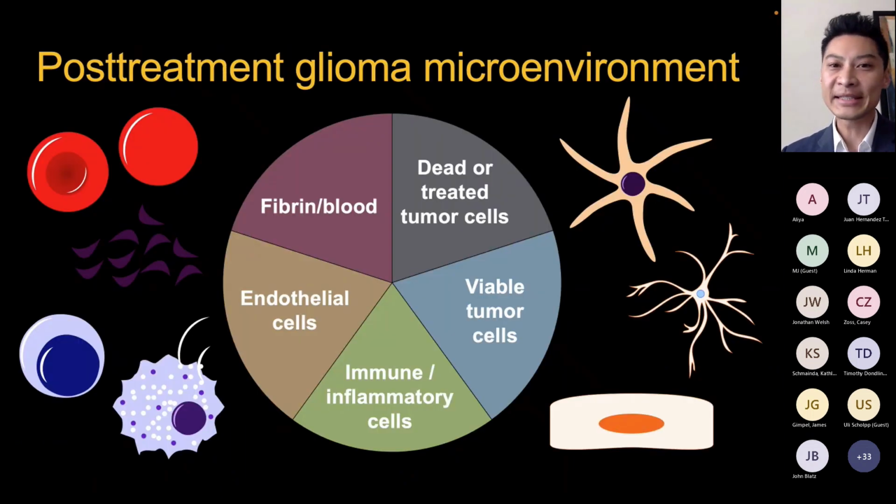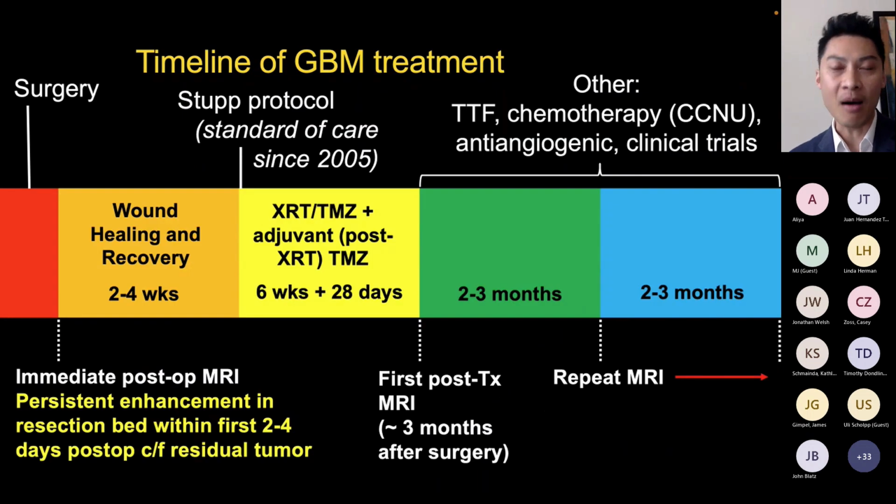Okay, so let's skip forward from the pre-treatment setting to the post-treatment setting, where it's a lot more complex because, remember that diagram, in addition to all of that, now we're trying to differentiate: is this dead or treated tumor, or is this viable tumor? And usually standard gadolinium enhanced MRI is a little bit difficult to interpret. That's oftentimes because it's non-specific, and we'll get to that in a little bit.